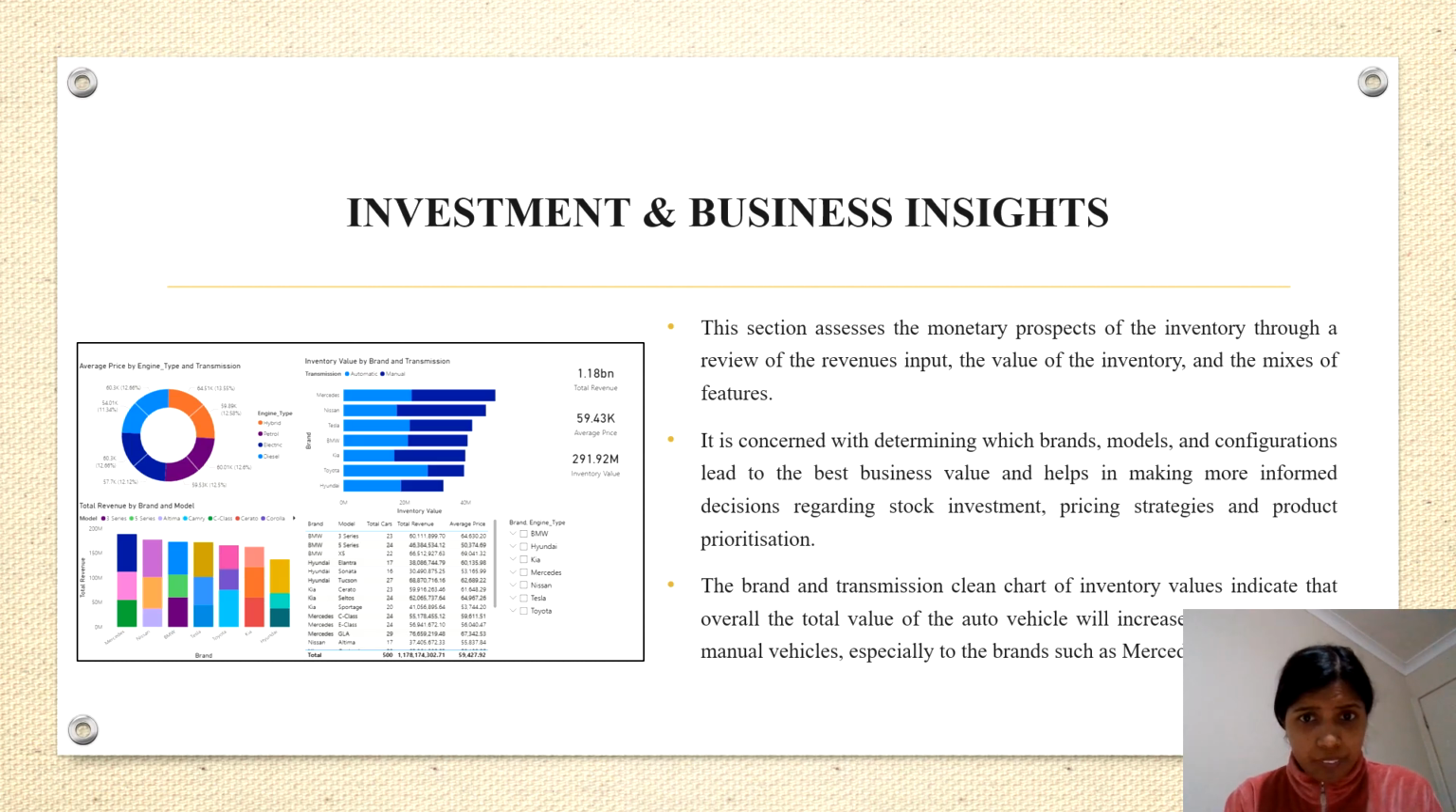The brand and transmission chart of inventory values indicates that overall the total value of the automatic vehicles will increase compared to the manual vehicles, especially for brands such as Mercedes and Nissan. The investment and business insights dashboard shows the financial size of the data set in total, with revenue of about 1.18 billion, an inventory value of about 291.92 million, and a mean price of vehicle of 59.43k.